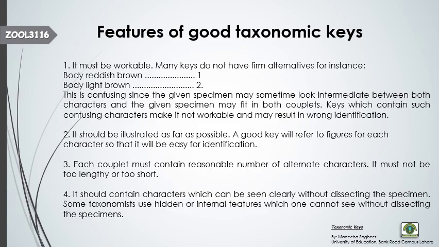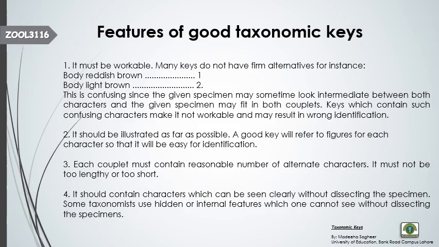Each couplet must contain a reasonable number of alternate characters. It must not be too lengthy or too short. Like if we talk about the thorax being with spines, we should have a reasonable number of alternate characters. Either the thorax is with one spine, two spines, or four spines, like this. We should not focus on just one spine or without spine. This is another feature a good taxonomic key should have.